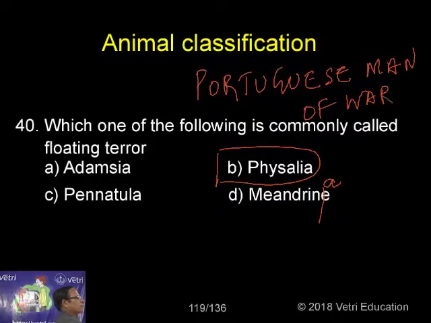This is another name for the floating terror. That is what we call Physalia, Portuguese man of war. That's one important question also. Okay, this is a cylinder. All given A, B, C, D are all cylinders. Adamsia, sea anemone. Pennatilla, that is what's called a sea pen. Meandrina, the brine coral. Physalia, that is nothing but the floating terror or Portuguese man of war.